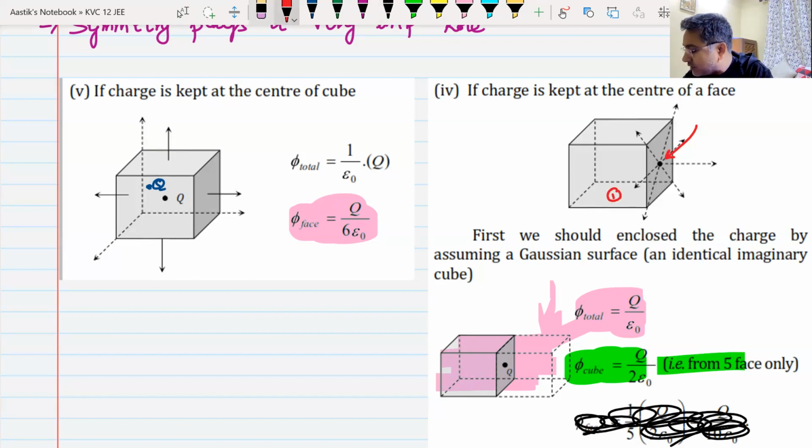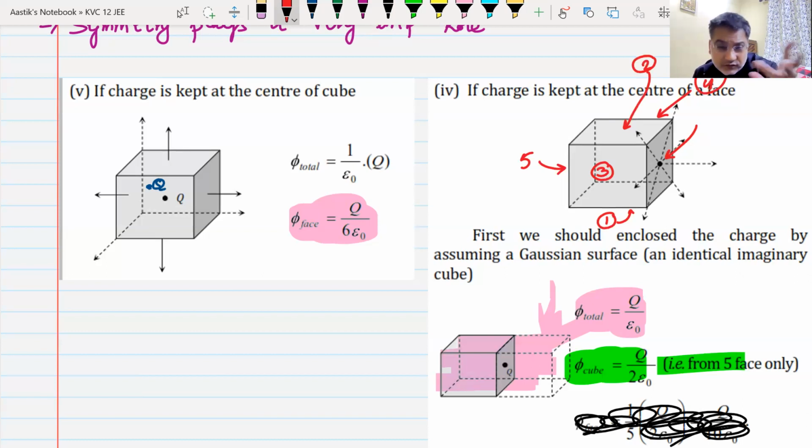Lower phase. Let me not write it here, otherwise it will create confusion. The lower phase is phase number 1, the neeche wala phase. The upper phase is phase number 2, upar wala phase. The front phase is phase number 3, front. The back phase is phase number 4, and this side wala phase is phase number 5. Through which phases is the flux going to be the same, and through which phase is the flux going to be different?